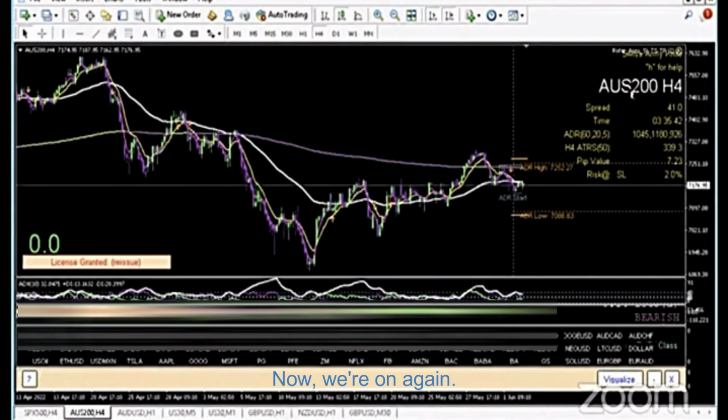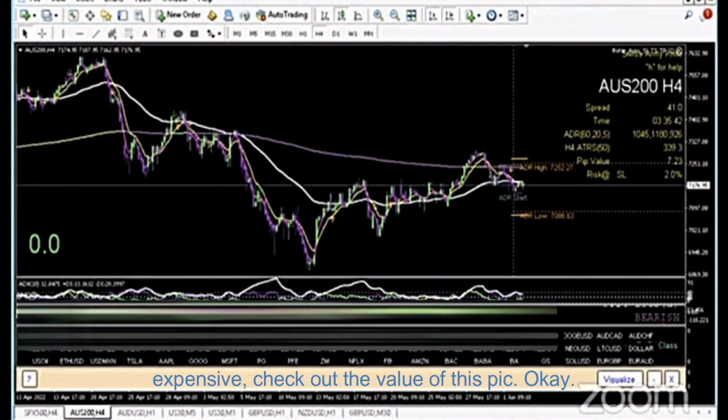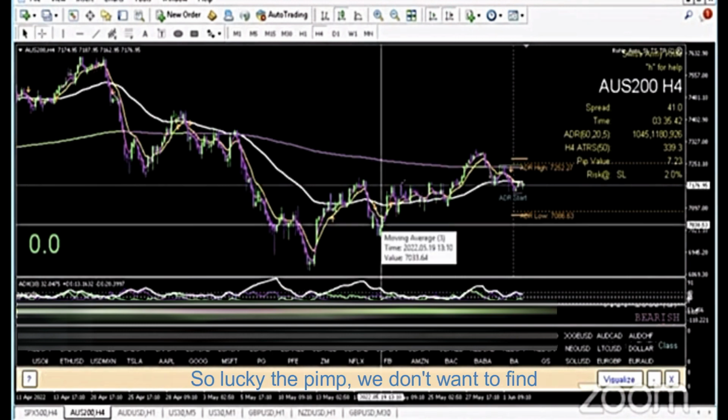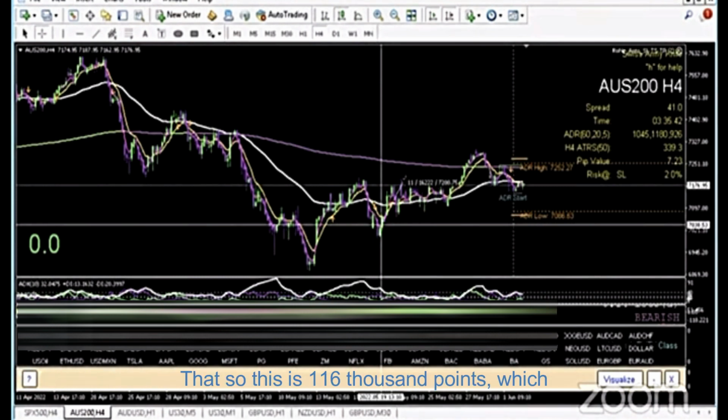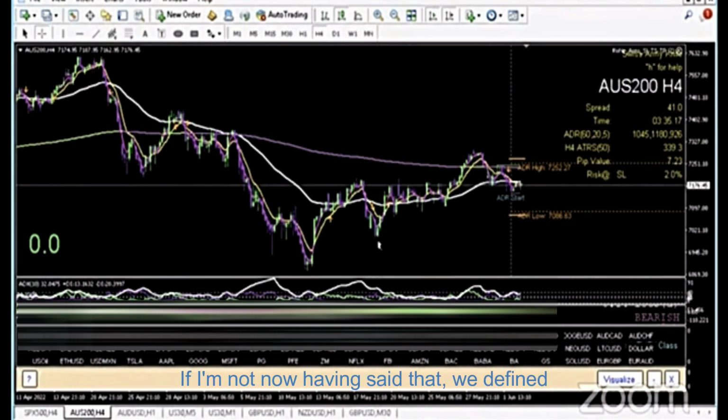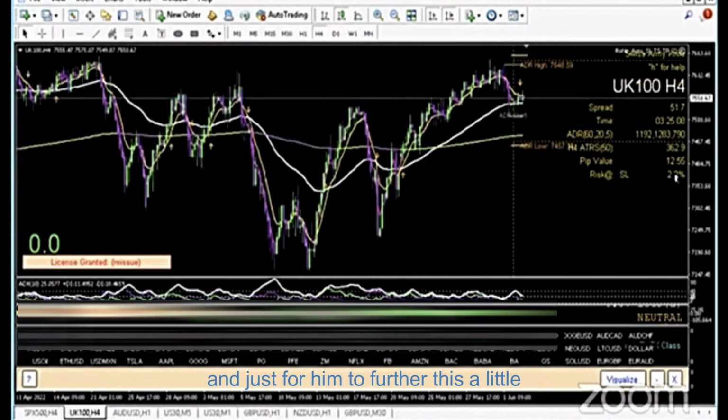I'm going to go further. Now we're on, again, another index, which we all think is very expensive. Check out the value of this pip. Okay, 23. There you go. So look, the pip, we're not defining it. The broker defines that. So this is 16,000 points, which means this is 1,622 pips. Got it? So we have to go off of the broker. We don't get to define that. Now, having said that, we've defined what the value is and we've defined the pip. So notice that if I click around, just to further this a little bit, UK 100, a very slow moving index, but look at the value of this, much higher.